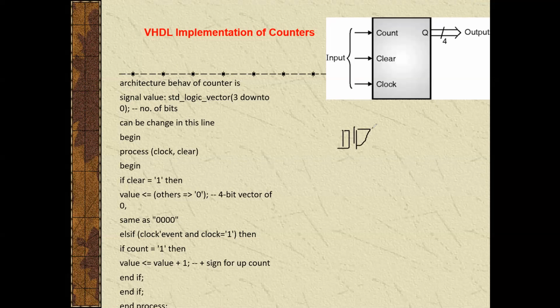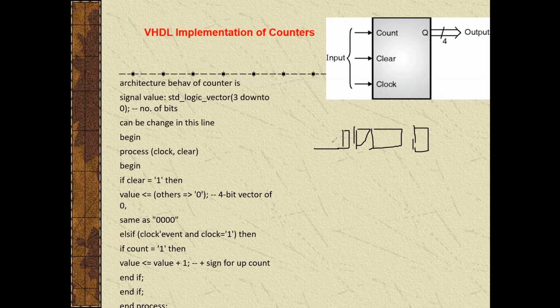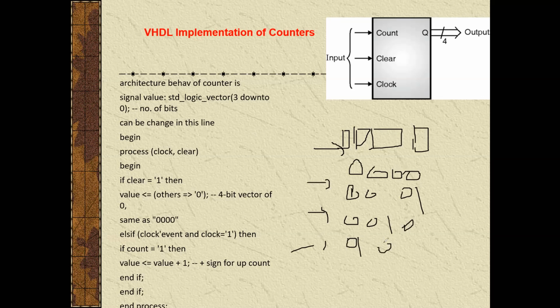This is a 4-bit binary counter. Initially, the value will be 0 0 0 0. At a particular clock cycle, this will become 0 0 0 1. At the next clock cycle, this will become 0 0 1 0. Like this, the counter will be operated: 0 0 1 1, then 0 1 0 0, and so on.